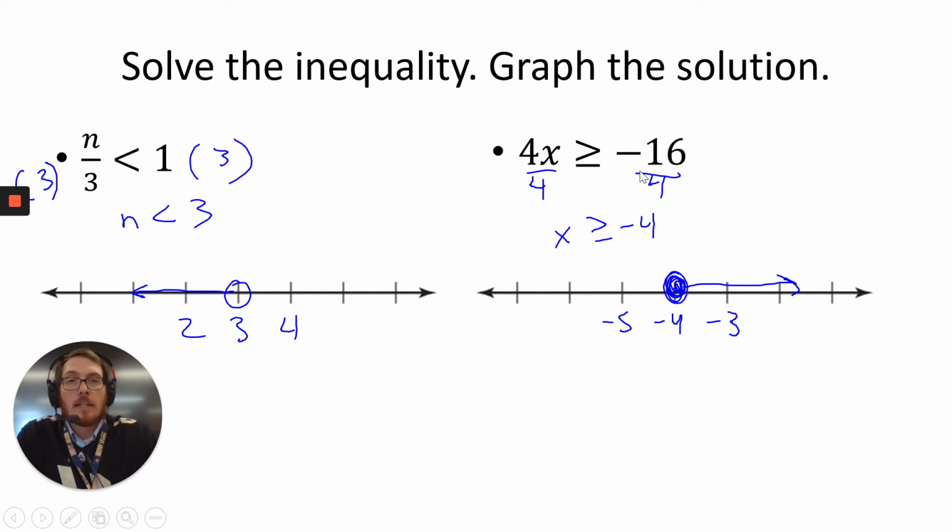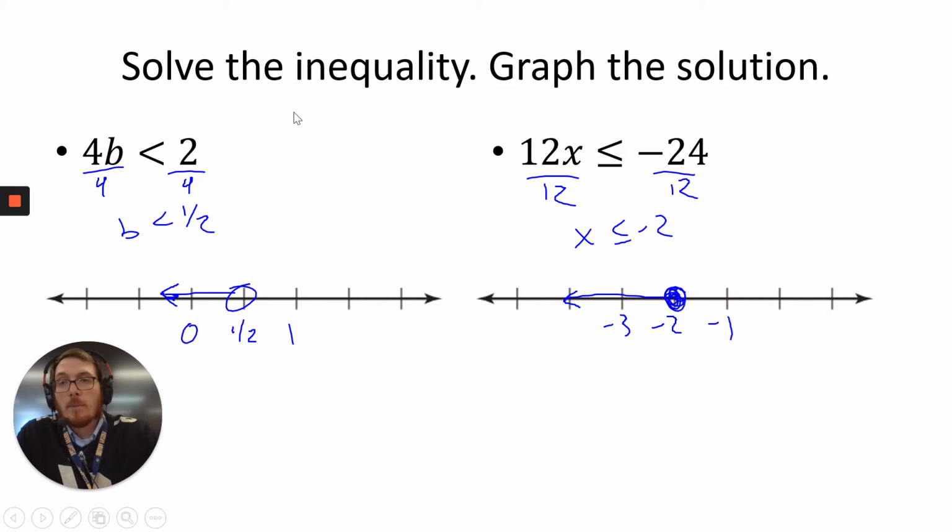4x greater than or equal to negative 16. To get rid of the 4 in front of the x, that's multiplication, so you have to do division of 4 on both sides. X greater than or equal to negative 4. Notice the order of my numbers with the negatives. Remember, it's negative 5, then negative 4, negative 3 from least to greatest. You want to make sure you're paying attention to that as you solve your inequalities.